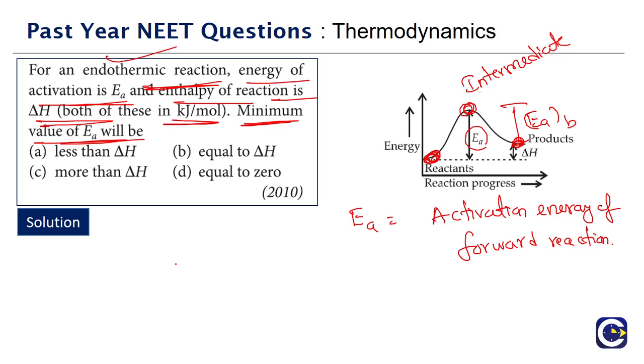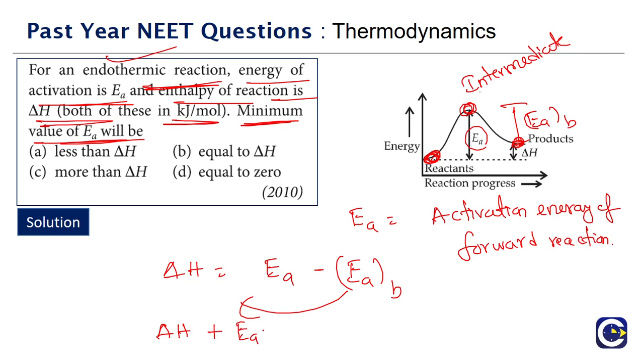So what is the relation? For any given reaction, the enthalpy change is equal to the activation energy of the forward reaction, which we call EA, minus the activation energy of the backward reaction. For every reaction there will be a backward reaction. Now from this, the value of EA: taking the backward activation energy to the left side, it is delta H plus the activation energy of the backward reaction. This is the activation energy of the forward reaction.